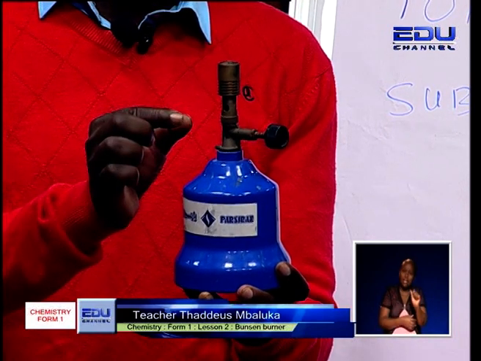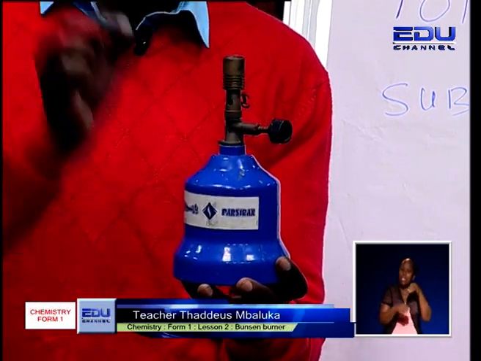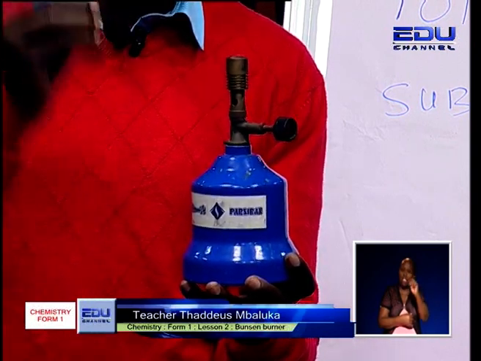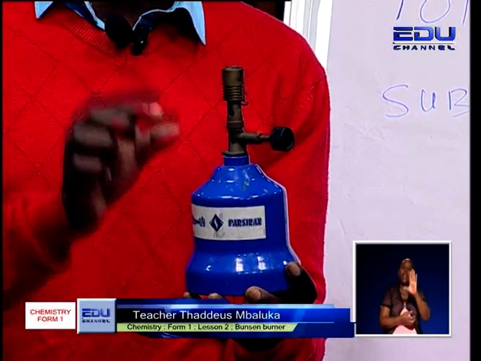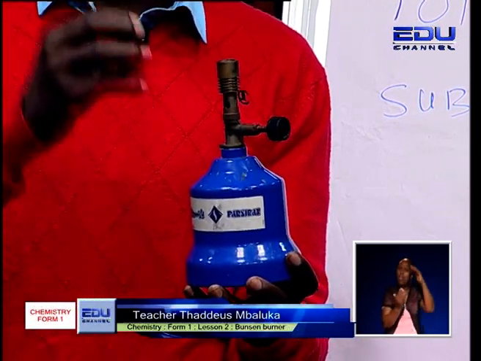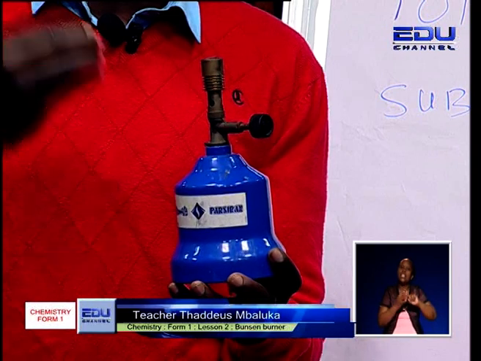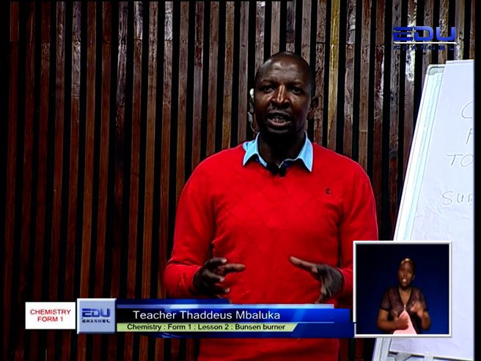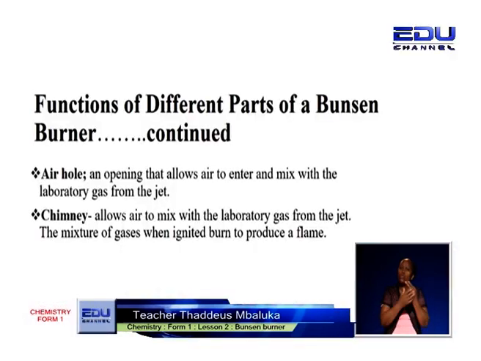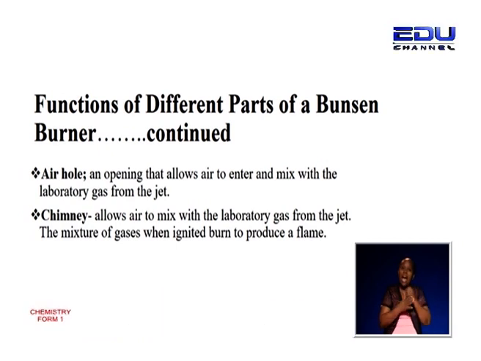And when the atmospheric air, which contains oxygen, which is necessary for combustion, mixes with the laboratory gases and they meet on the top of the chimney, they ignite. Once they ignite, they produce a flame. So we have looked at the chimney, and it allows both the atmospheric air and the laboratory gases to mix, so that once they are ignited at the top of the chimney, they are able to produce a flame.